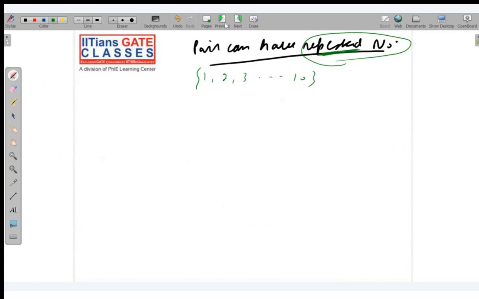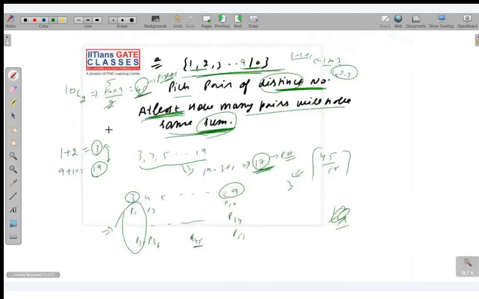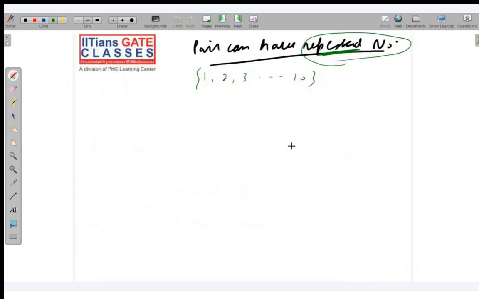If repetition was not allowed, then we had 45. If we allow repetition, then the number will be more than 45. It cannot be less than 45. So 100 pairs? The first value can have 10 possibilities, the second value can have 10 possibilities. So here you can take from 1 to 10, and here also from 1 to 10.